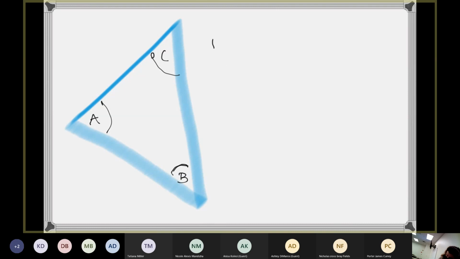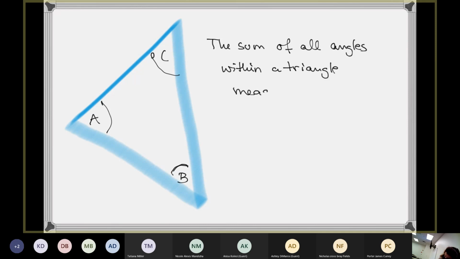So the sum of all angles within a triangle measures 180 degrees. Here you go.